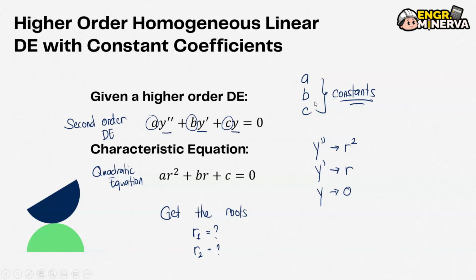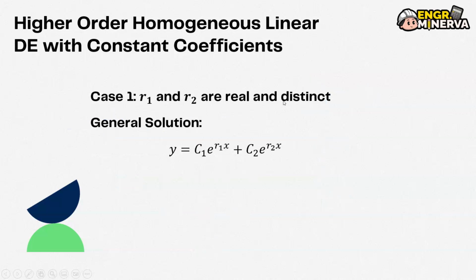We have three cases for that. Case 1: if the roots are real and distinct. When you say real, there is no imaginary number. It means i is not present. When you say distinct, the two roots are different from each other. It means they do not have the same value. They are distinct. They are different.